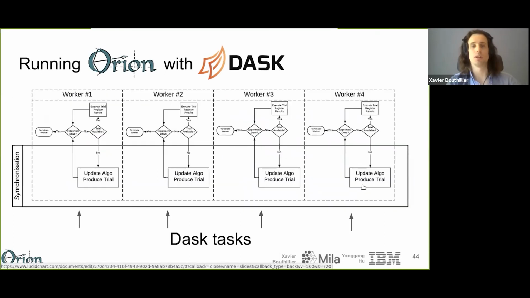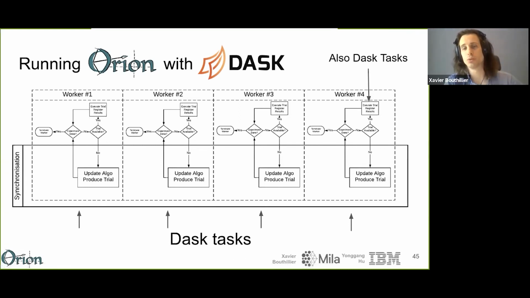So going back to the diagram before, now each of these workers is like a Dask task. The entire iterative loop of a worker is encapsulated in a function that is executed as a task in Dask. So this is pretty simple. And also the execution of a trial is executed as a task in Dask. The worker will use the secede and rejoin function so that it can yield the resources to be used within the task itself, and the worker will not be idle, just sitting there as the trial is being executed.